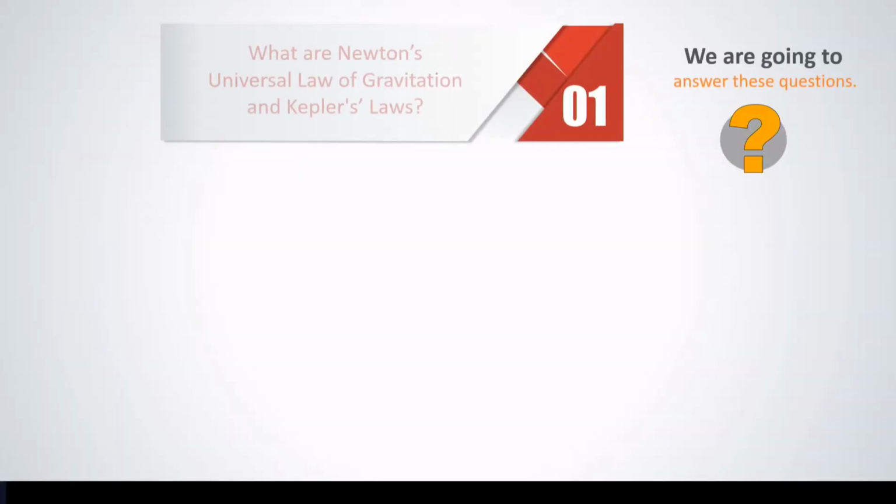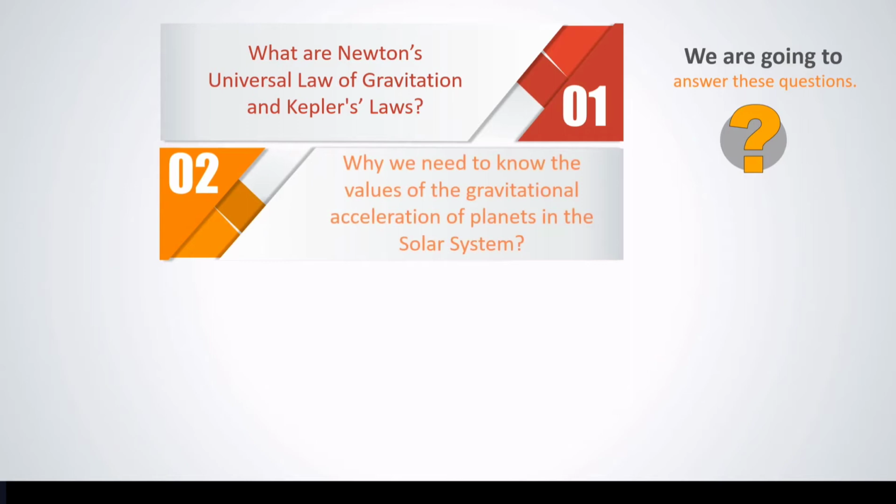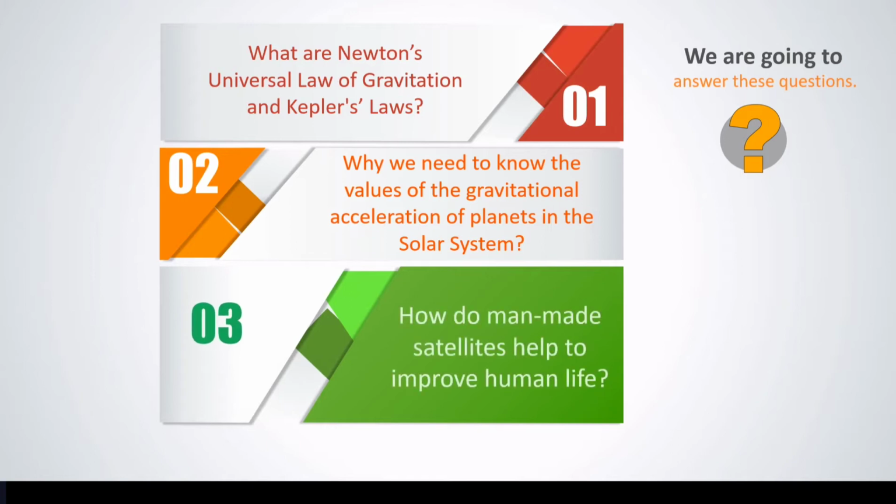Okay. At the end of the topic, we can answer these questions. The first one, what are Newton's universal law of gravitation and Kepler's laws? Number two, why do we need to know the values of the gravitational acceleration of planets in the solar system? And how do man-made satellites help to improve human life?